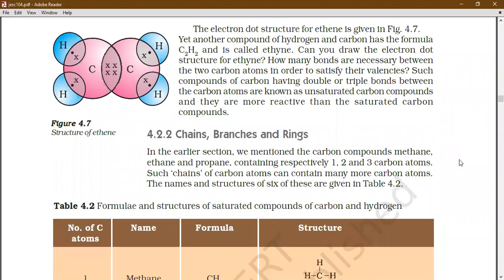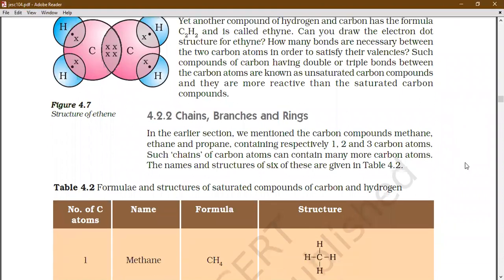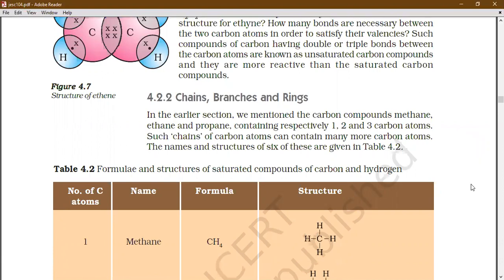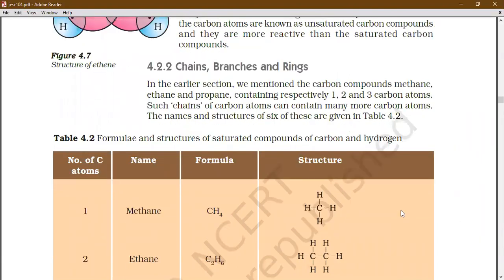Chains, branches, and rings. In the earlier section, we mentioned the carbon compounds methane, ethane, and propane containing respectively 1, 2, and 3 carbon atoms. Such chains of carbon atoms can contain many more carbon atoms. The names and structures of 6 of these are given in table 4.2.